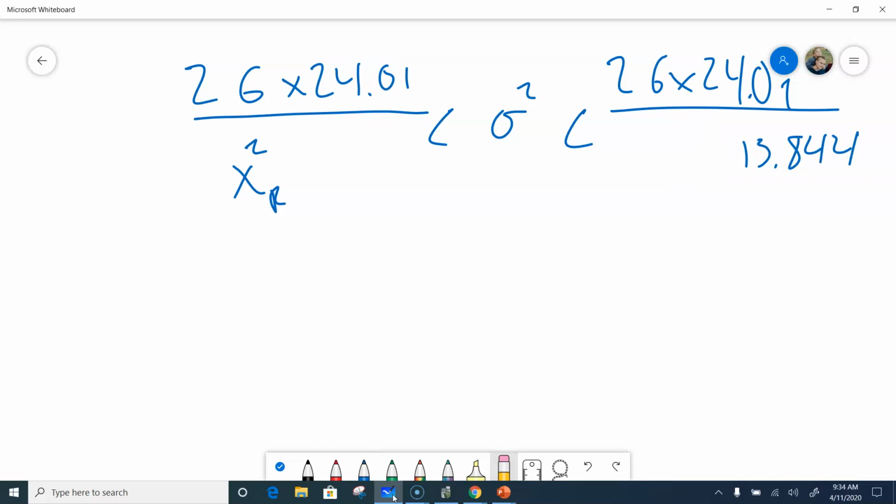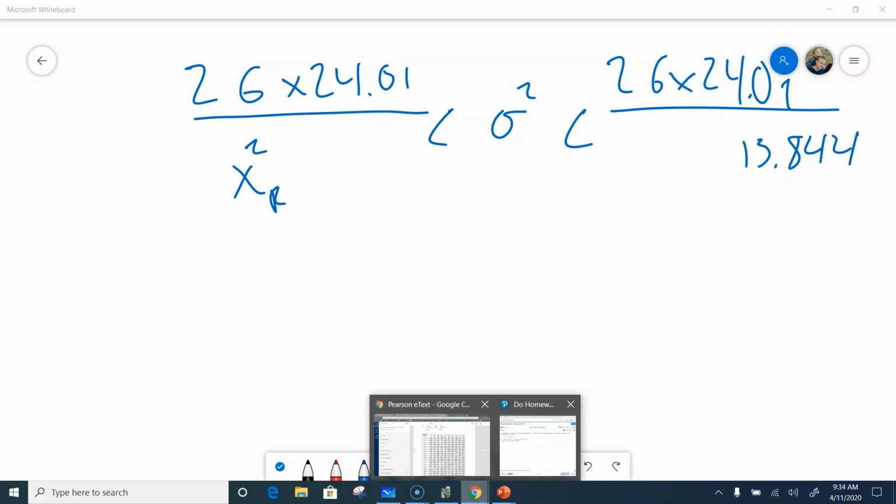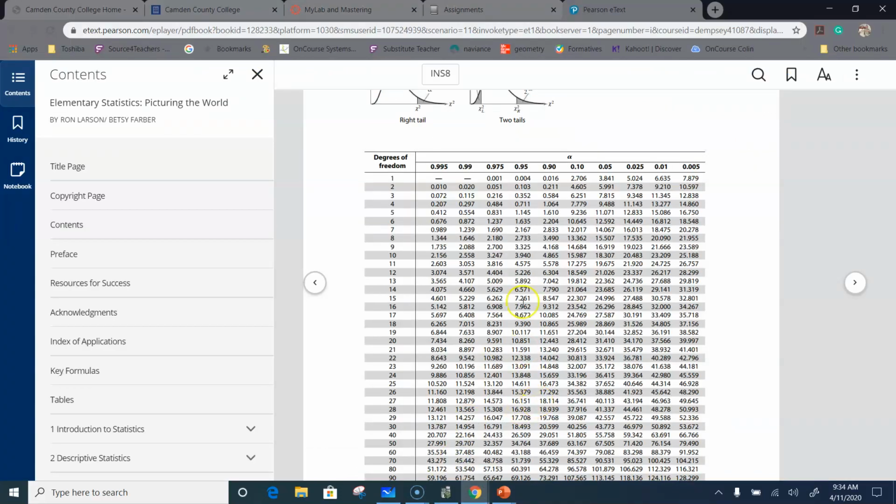Okay, and then we go look up our chi-squared right. So for 95% confidence, we'd have 0.025 in the tail. And I go down to that 26 degrees of freedom. Looks like it reads 41.923.